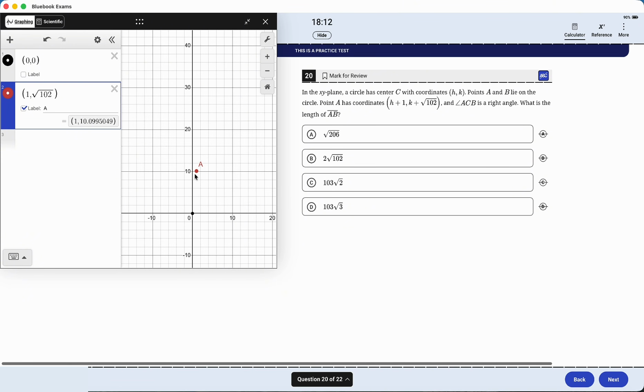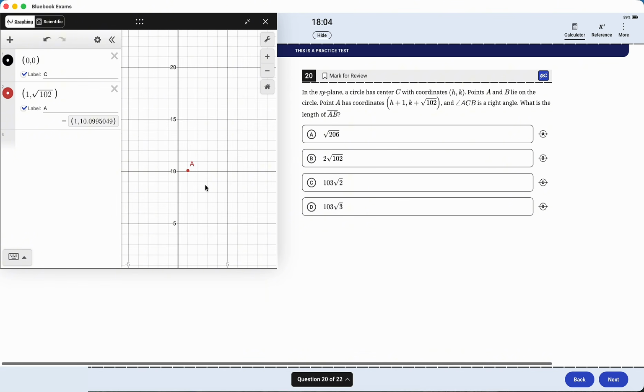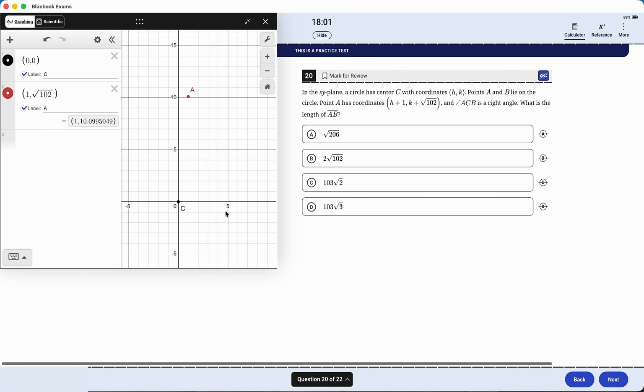The way you figure out B is they tell you that ACB is going to be a right angle. So this is C over here. If it's a right angle, these are perpendicular to each other. If we think about the slope over here, it's rise over run, it's up square root 102 over 1. This will be just the negative reciprocal, so it'll be down 1 and over square root 102. So that would be this point: square root 102 comma -1. That's going to be B in that case.